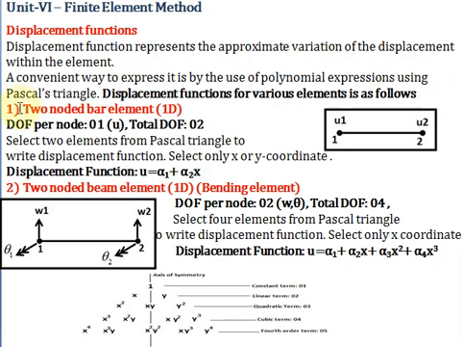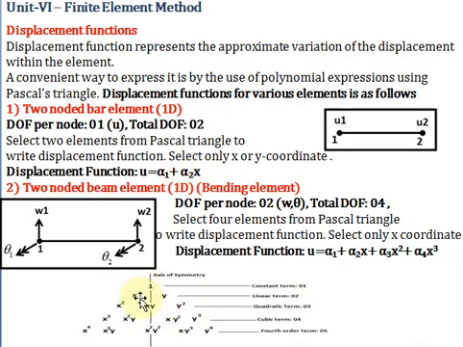First, the displacement function is for the two noded bar element. As we know, it is a one dimensional element, so there is a single degree of freedom at each node. As there are two nodes, there will be two displacement function terms. So here in this two-dimensional Pascal triangle, as this is one dimensional, we can select first 1 and second x. So here it is alpha 1 plus alpha 2 x.